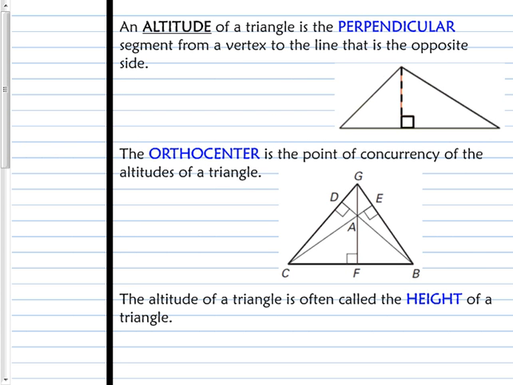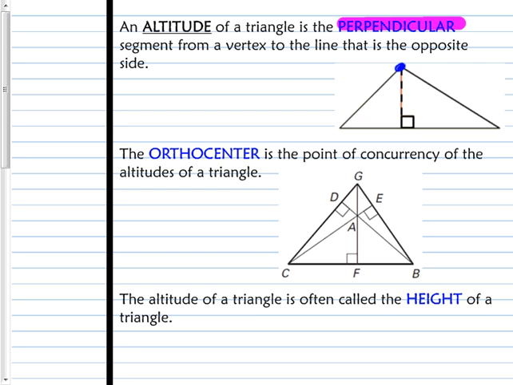An altitude of a triangle is the perpendicular segment from a vertex to the line that is the opposite side. So altitudes are perpendicular segments, and again, they have to come from a vertex. They start at the vertex, they go to the opposite side. They do not cut the sides in half, okay? So we cannot say that they bisect the other side. They just go to the other side. The orthocenter is the point of concurrency of the altitudes of a triangle. So where all those altitudes meet, that's your orthocenter.